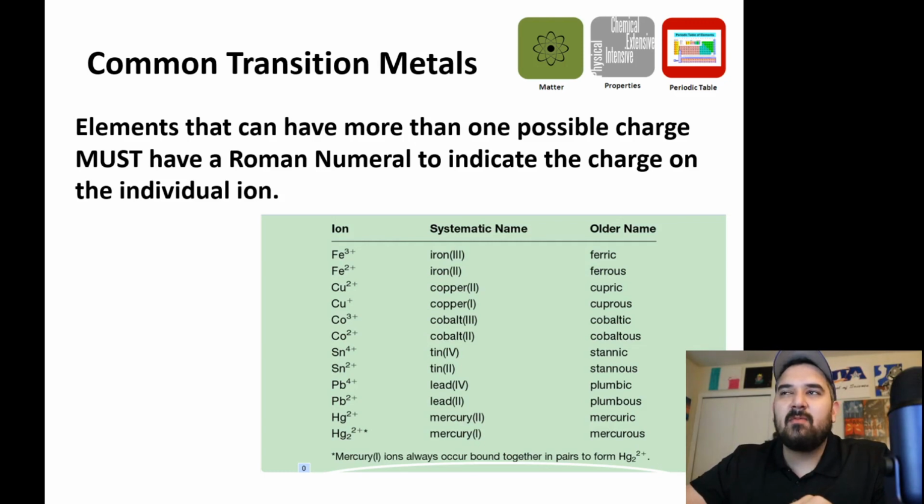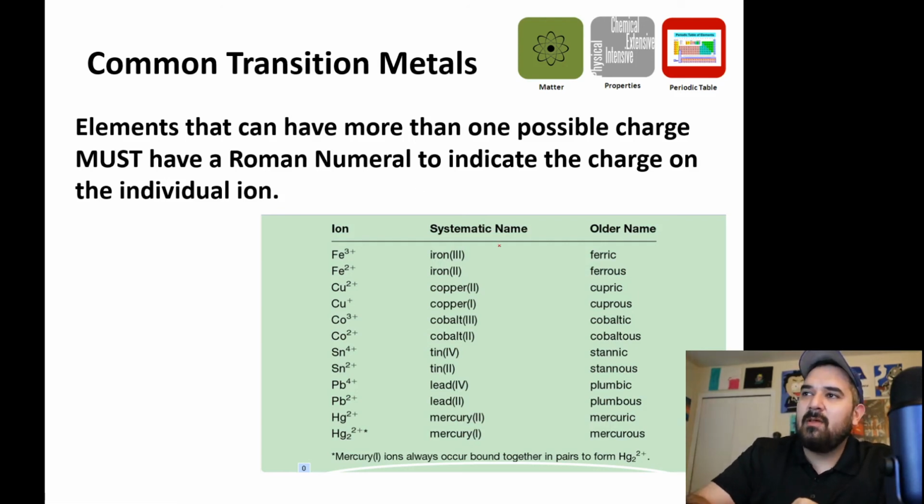You're not going to need to memorize these, so don't worry too much about them. Just know that they do have different names. And instead of going with the old names, we're just going to put the charge in parentheses. So iron with a +3 charge is going to have 3 as a Roman numeral inside parentheses when we're working with that particular iron.